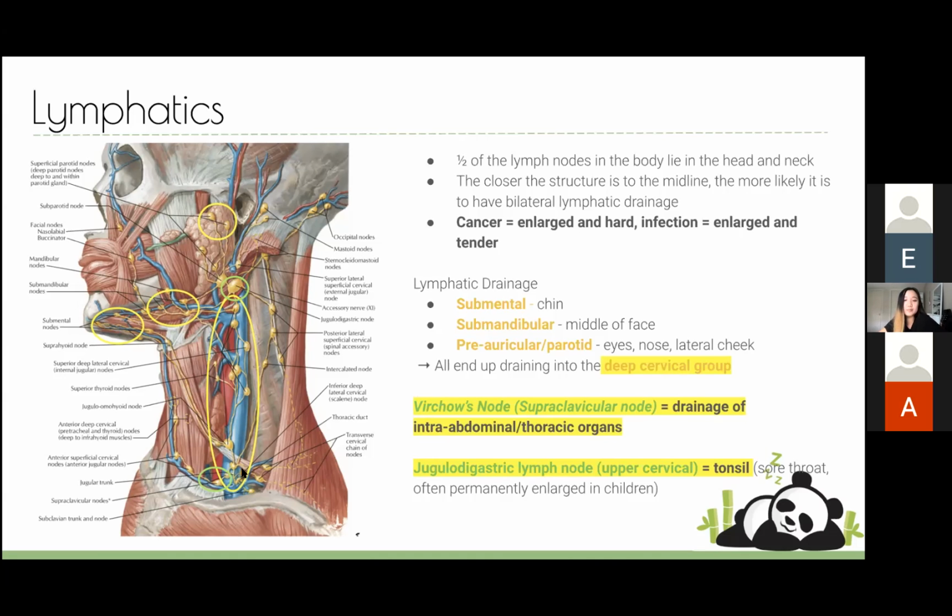Two other important ones would be your Virchow's node, or your supraclavicular node, which drains your intra-abdominal and thoracic organs, classically related to gastric cancer, a little bit of a buzzword. And then you've got your jugular digastric lymph node, or your upper cervical, which is your tonsil, so it will be enlarged with a sore throat, for example.